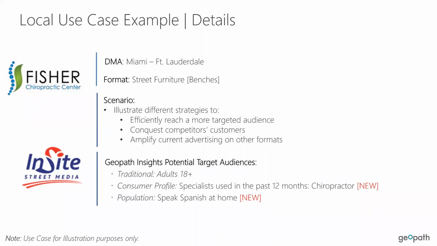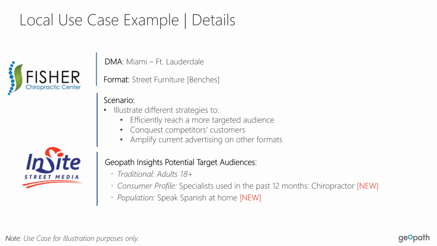Here are some of the details. The DMA is Miami, Fort Lauderdale. The format is street furniture, which is a lot of what Insight Street Media has in their inventory. We're going to look at 3 different strategies within the use case: how to efficiently reach a very specifically targeted audience; how to conquest competitors' customers, as I said, there are a lot of competitors within a 6-mile radius and definitely a 20-mile radius; and how out of home can complement their other advertising dollars. For example, they're targeting their advertising on Univision, so how can out of home help amplify the whole marketing plan that they have?